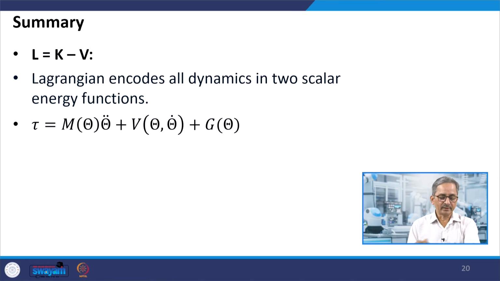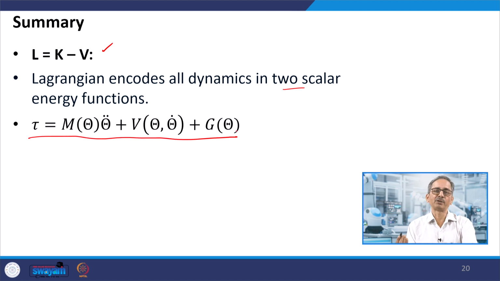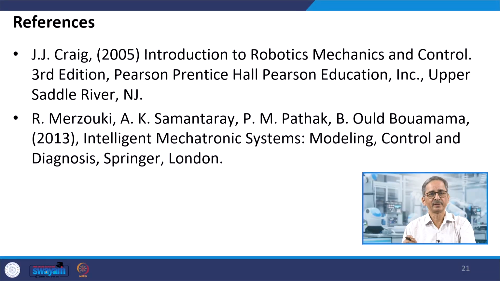To summarize, we define the Lagrangian as the difference between the kinetic and potential energy, and this Lagrangian encodes all dynamics in two scalar energy functions. This is how we finally express the manipulator dynamic equation. Next class I am going to discuss this form of the dynamic equation and how we can further exploit it for manipulator dynamics and manipulator control. With this, these are the references for your further studies, and thank you.